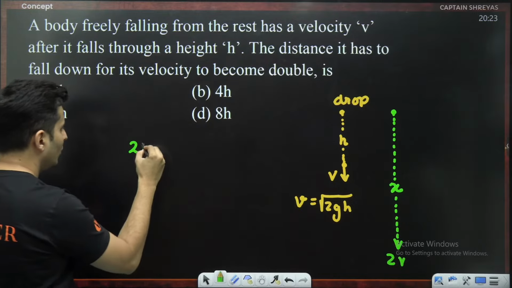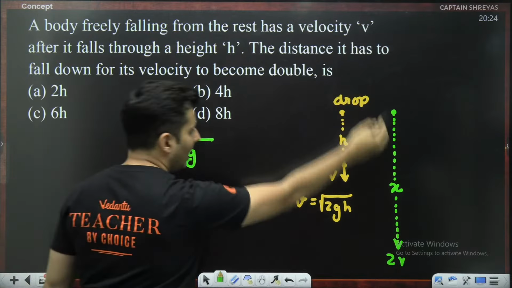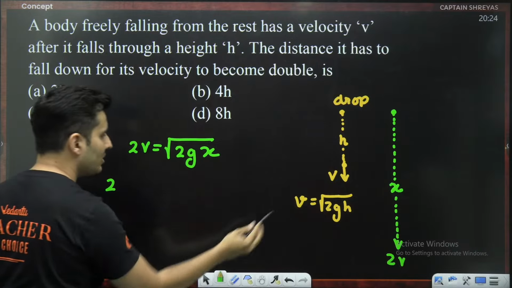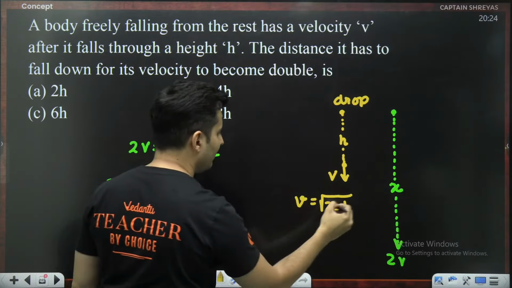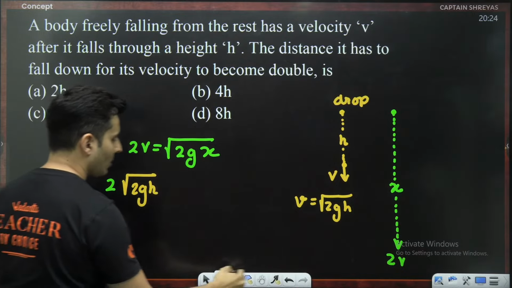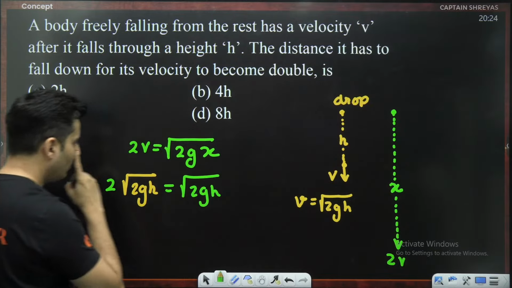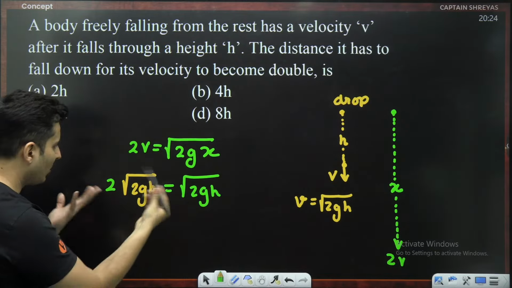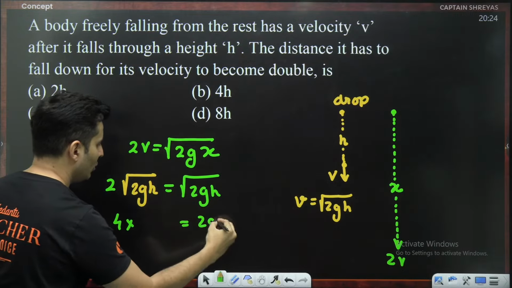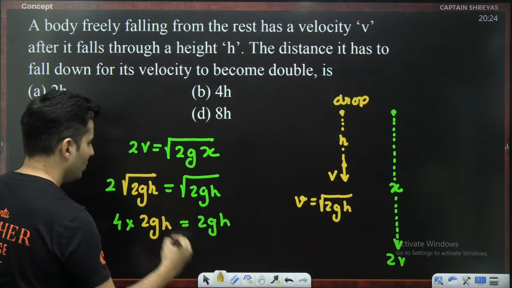Wait a minute. 2v will be root of 2g times height. Height is basically x. But wait a minute, this v which we are talking about is the velocity root of 2gh. Oh, okay. So if I put that over here, what happens? I can just square both sides. So this will become 4 into 2gh, and this root will go off. So it will become 2g.